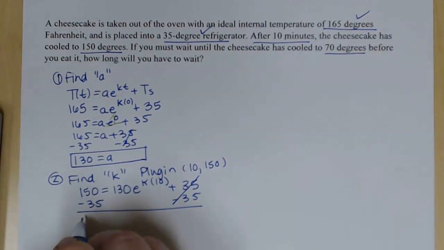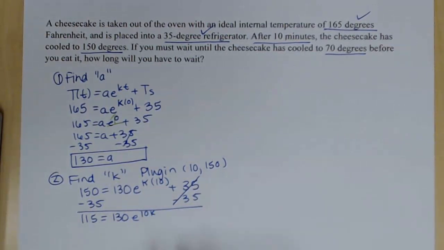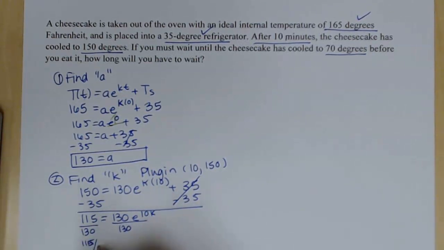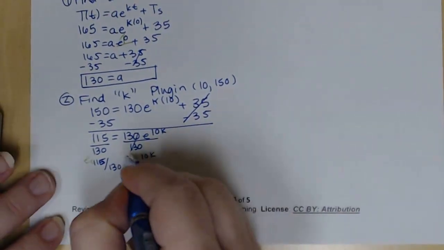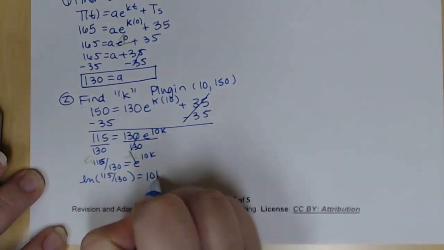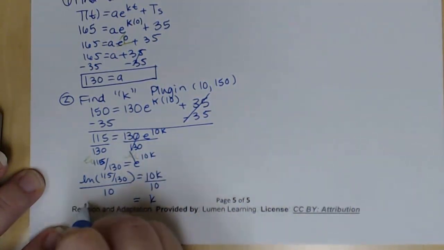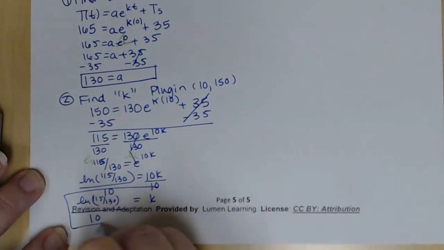And so this gives me 115 equal to 130 e to the 10k, divide by 130. So I get 115 over 130 equal to e to the 10k. And then like you saw in 1, 2, and 3, I'm going to ln both sides to get rid of that e. So this will cancel. I get ln of 115 over 130 equal to 10k, because it's canceled, and then divide by 10. So now I have my k value of ln of 115 over 130 divided by 10.